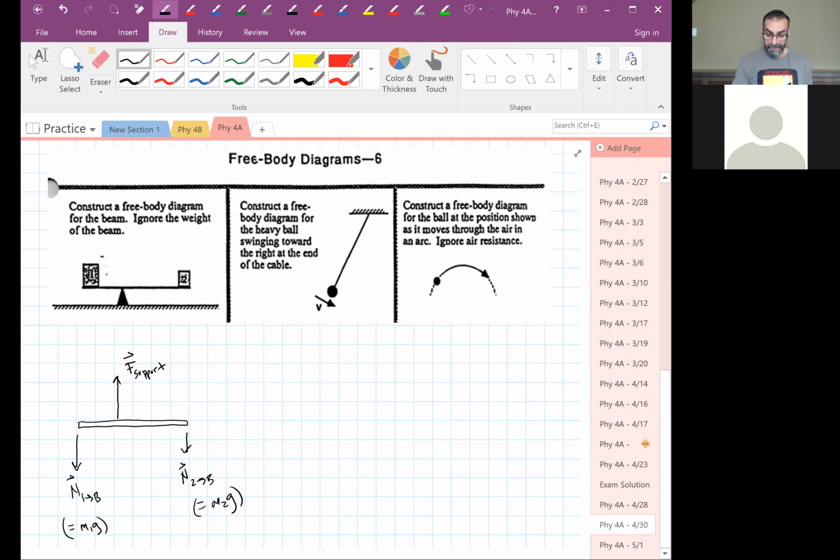All right. Next one is a pendulum. Heavy ball swinging to the right at the end of a cable. Oh, you want to call this a normal force instead of a support force? That's fine. You could call it a normal force.